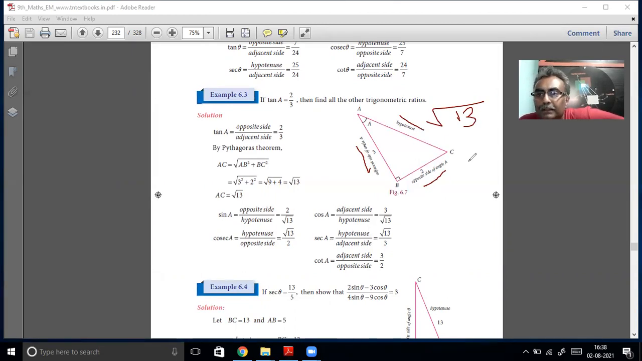Simply 3 by 2. Cot A would be 3 by 2. Very good. Okay. Now cosec A.